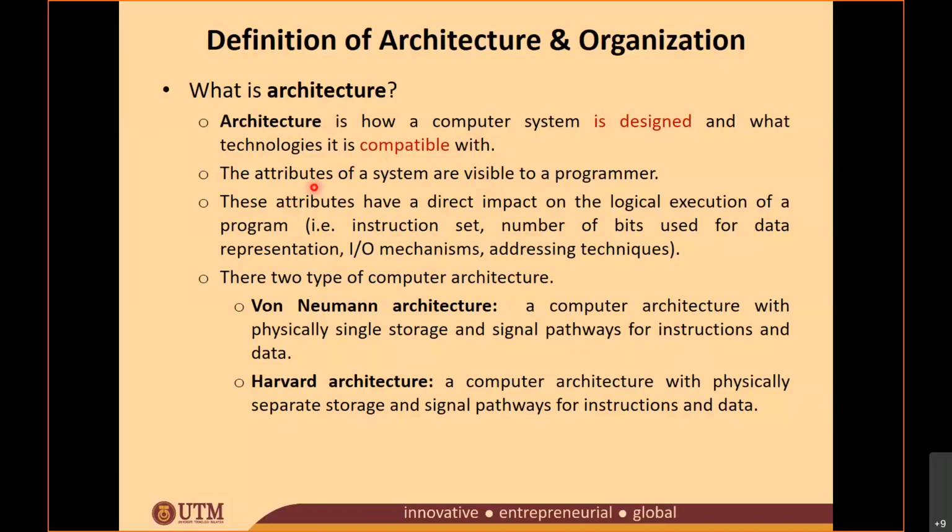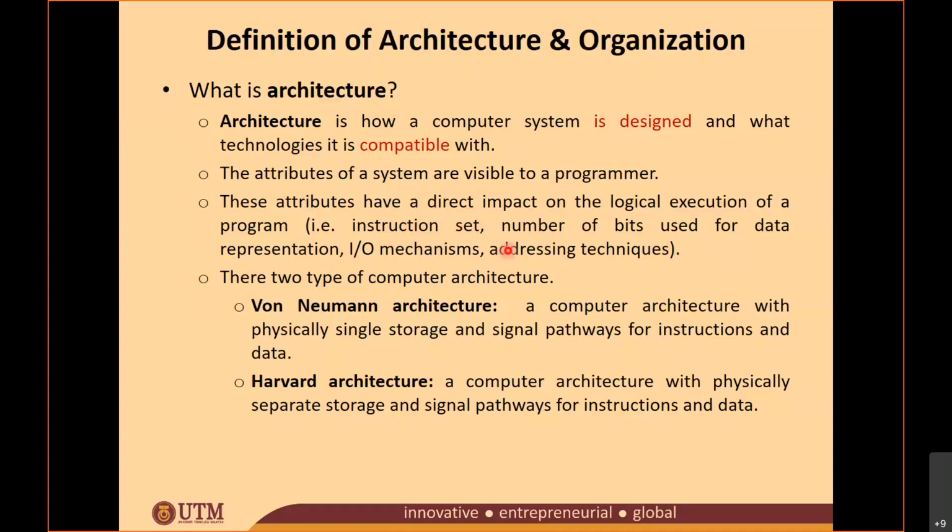Okay, so the attributes of a system are visible to a programmer, di mana setiap architecture akan visible, akan dinampak oleh setiap programmer. Sebab programmer ni kena tahu computer architecture untuk dia orang buat programming, especially for the assembly language. Okay, these attributes have a direct impact on the logical execution of a program, seperti instruction set. Okay, so what are the instruction sets that are available in a certain architecture? Okay, number of bits used for data representation.